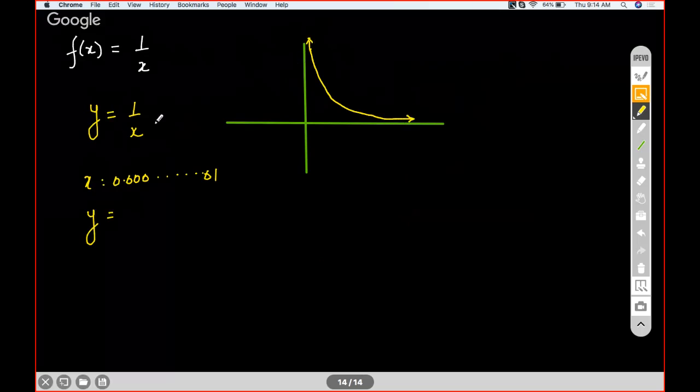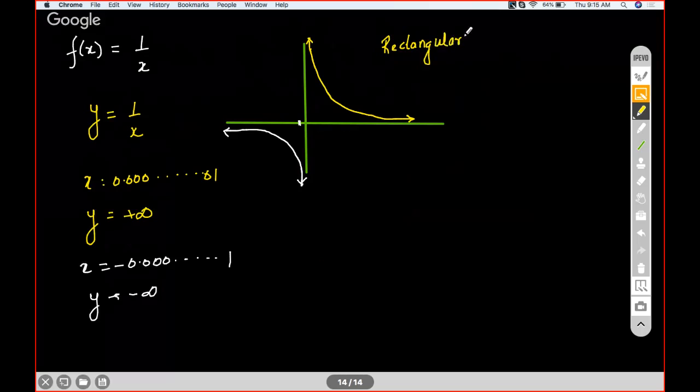In a similar way, if your x is a slightly negative value, let's say negative 0.00000001, then y will almost go to negative infinity, correct? So in the neighborhood here, it will go to negative infinity, so it will come back like this. So it will be a graph like this. Both the arms of this graph are these two arms. This graph is called a rectangular hyperbola. When we do the chapter on conic sections, we'll study more about the rectangular hyperbola.